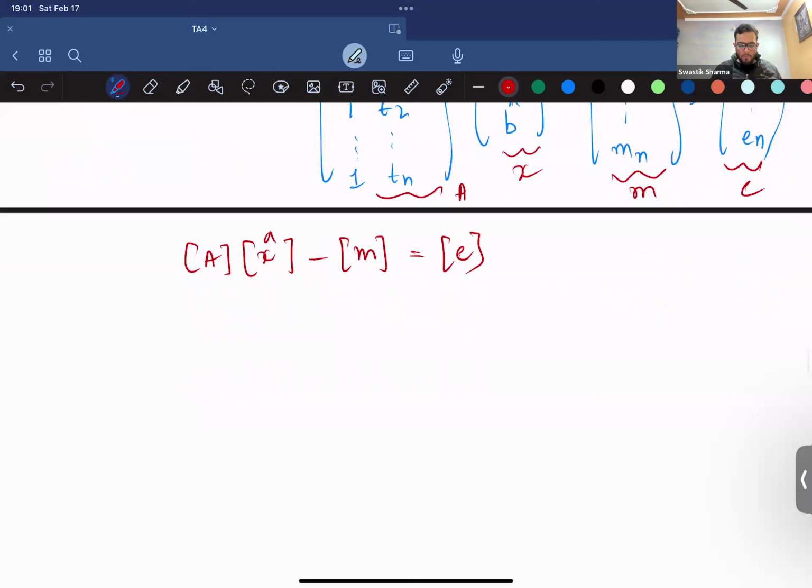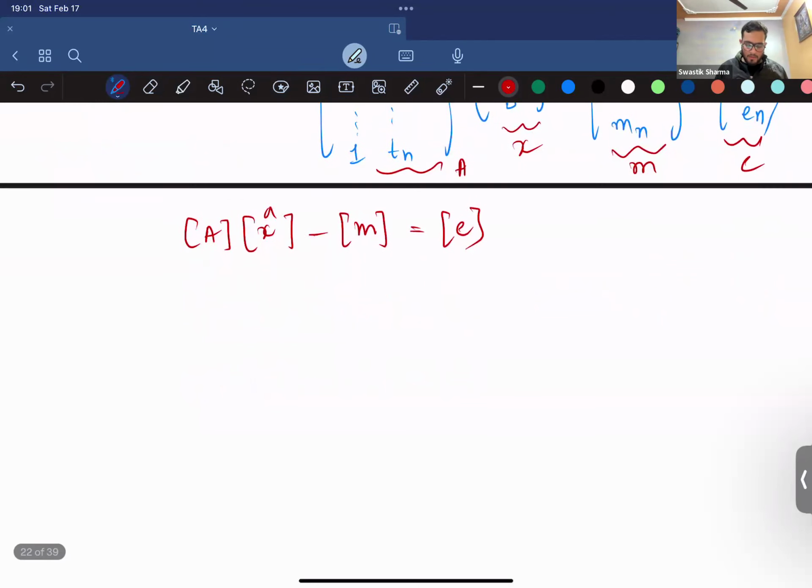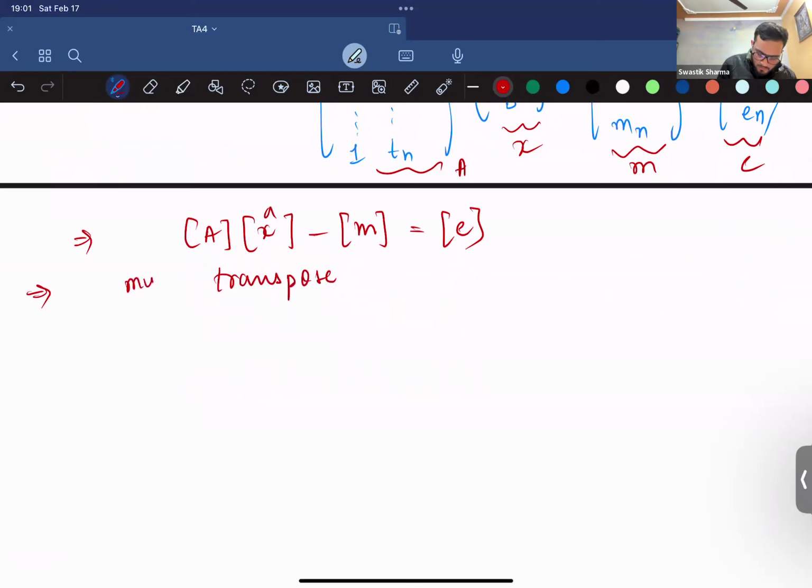So now, what I want you to do is multiply the transpose of both of these matrices on both sides. So it would be something like this: E transpose E, which would be something like A X cap minus M transpose times A X cap minus M.